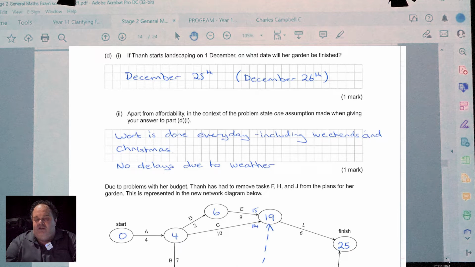It also flows into the second part of the question, which says, in the context of the problem stated, give one assumption made when giving your answer. So this is where those generic statements can't be used. They have to put it back into the context of the question. So, work is done every day, including weekends and Christmas Day. Or there were no delays due to bad weather. That's almost a generic statement, so it is about putting it into the context of the question. But if there was no context, they didn't get their marks. So it's really important that context is put in there.